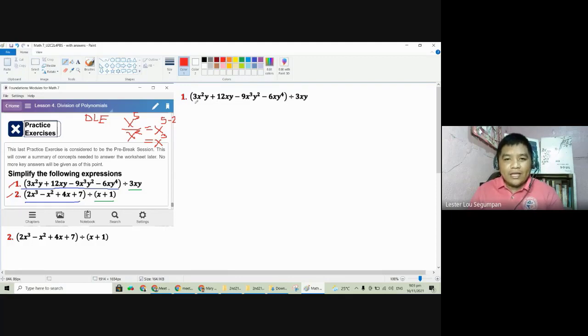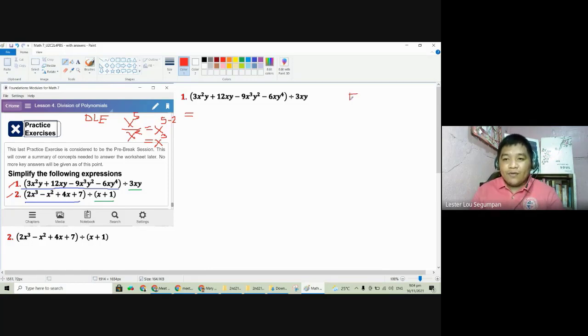We have here a multinomial, 3x squared y plus 12xy minus 9x cubed y squared, minus 6xy to the power of 4, to be divided by a monomial here. To do this, let's simply consider this operation. We could actually write this in the form of a rational expression. And what is that rational expression, sir? The rational expression is actually a fractional form of the division process.